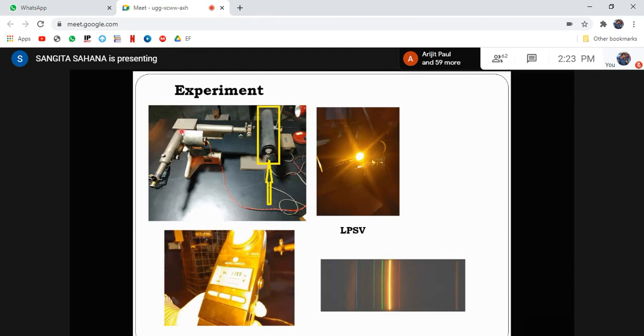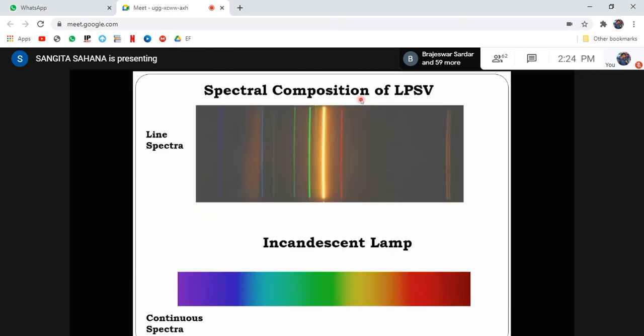So for the measurement purpose, we have to rotate the drum, we have to rotate the prism, and the colors will appear one by one, because from this small, narrow opening, it's not possible to view the entire spectrum at a time. So if the lamp is LPSP, before the collimator, you will see either some line or black part, or if the lamp is an incandescent lamp, you can see any color because it's a continuous spectrum.